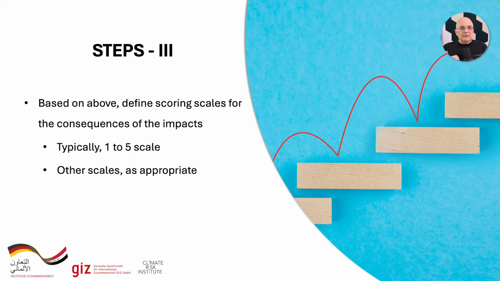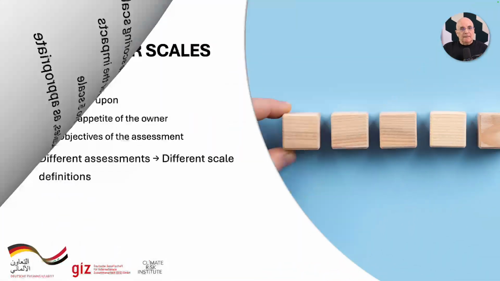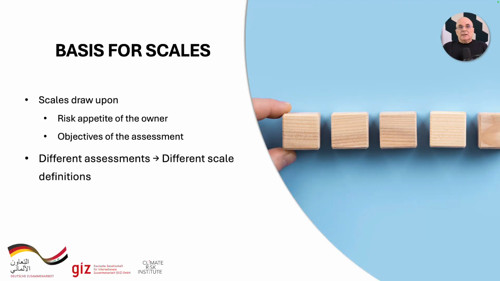Based on the above, we define scoring scales for the consequences of the impacts. Typically, it's a 1 to 5 scale, but users may use other scales as appropriate. Scales draw upon our risk appetite of the owner and the objectives of the assessment. It is important to understand that with different assessments, there can be different scale definitions.